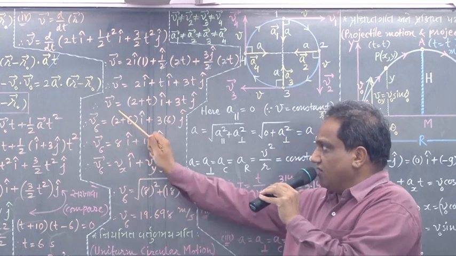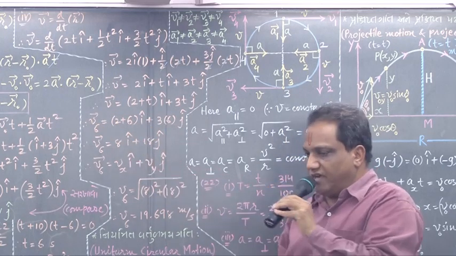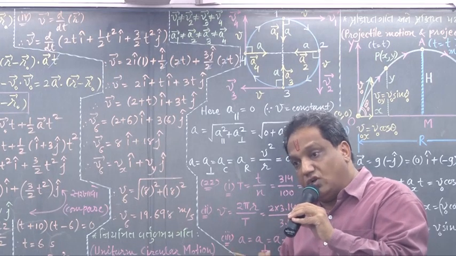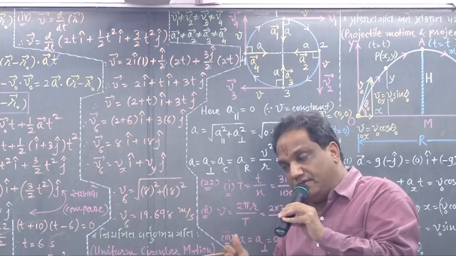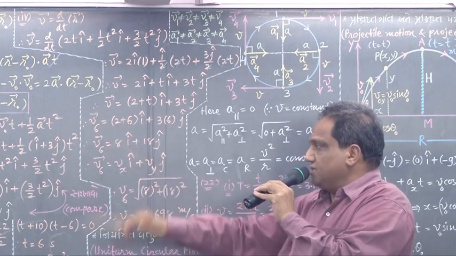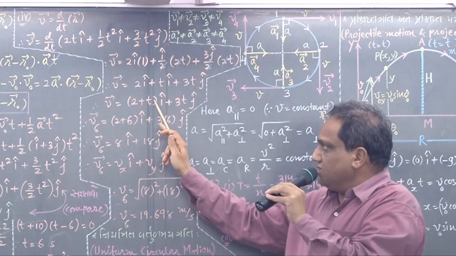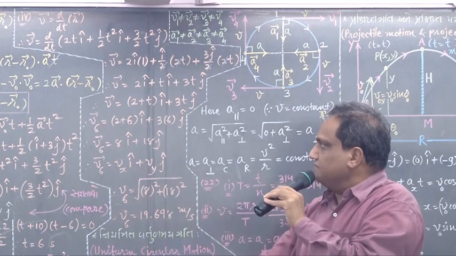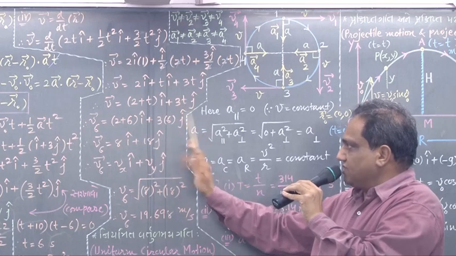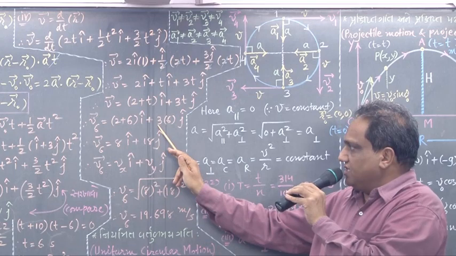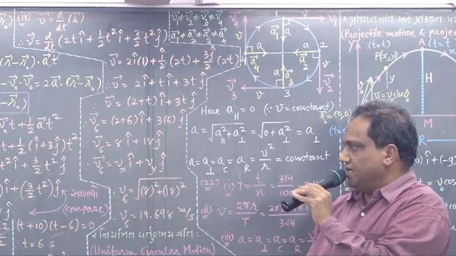So don't simply write vector v, write vector v6. Vector v6 means the velocity at the end of 6 seconds. Just put t equal to 6 seconds here. 6 plus 2, that is 8, into i hat, plus 6 threes are 18 j hat.